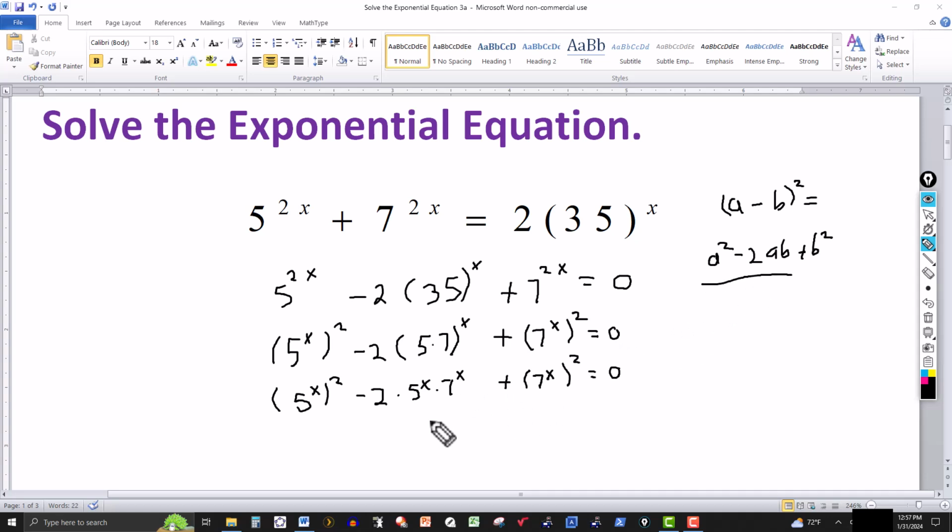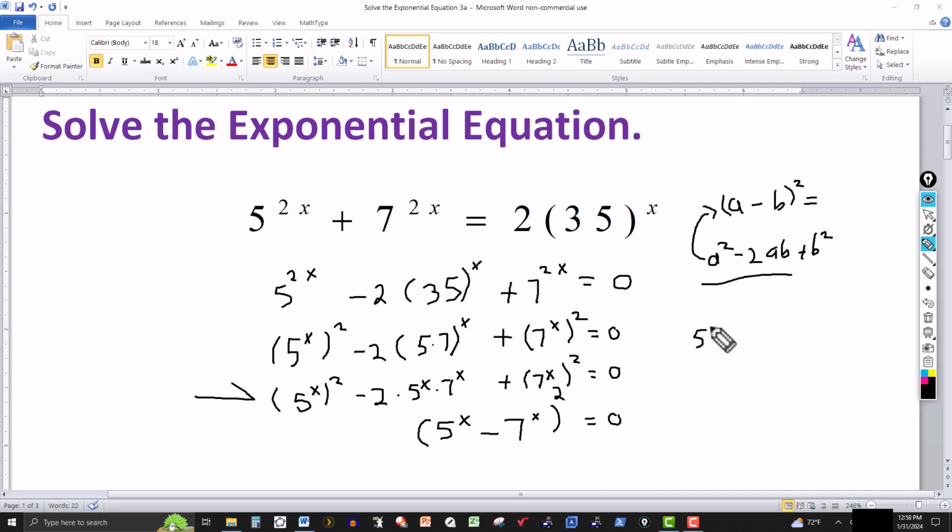So this can actually be factored. It's a perfect square here. So this would be the same thing as 5 to the x minus 7 to the x. In other words, we're given something like a squared minus 2ab plus b squared, and we simply write it as a square of a binomial. In this case, 5 to the x minus 7 to the x, and this is equal to 0, and of course, this is squared here. So let's just take the square root of both sides.